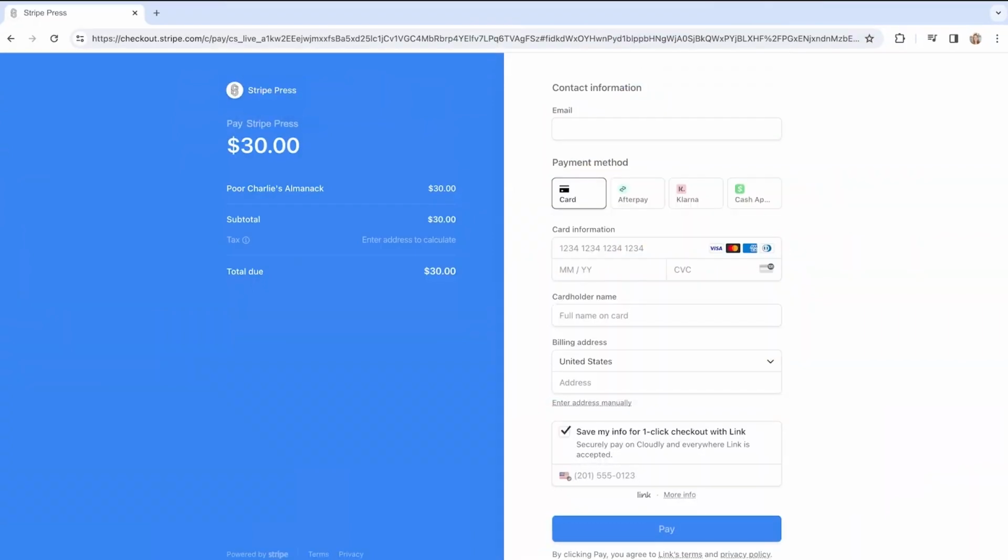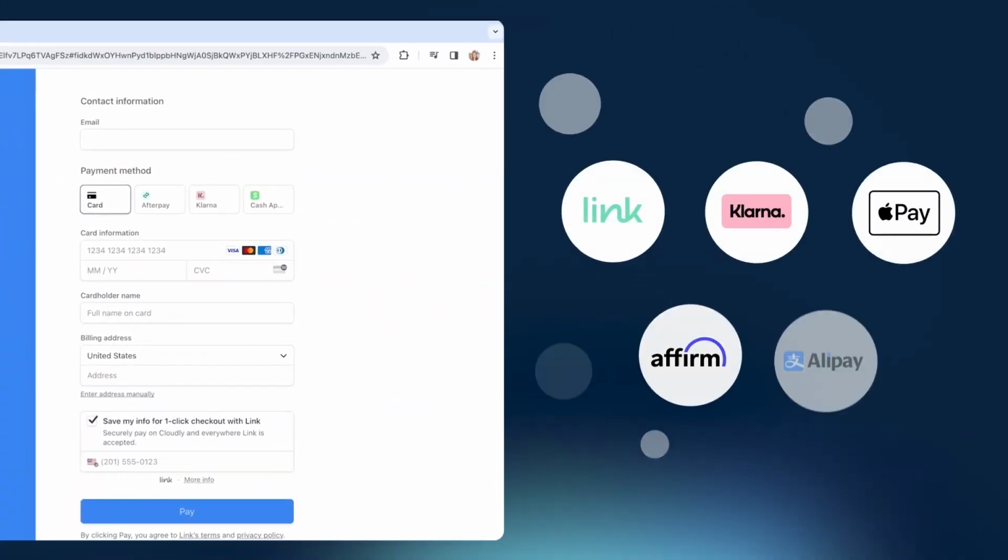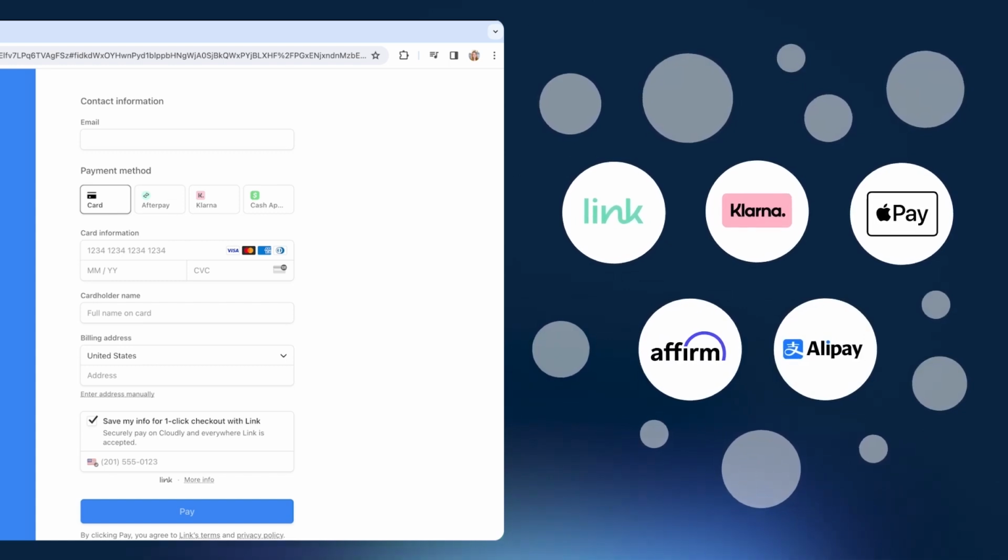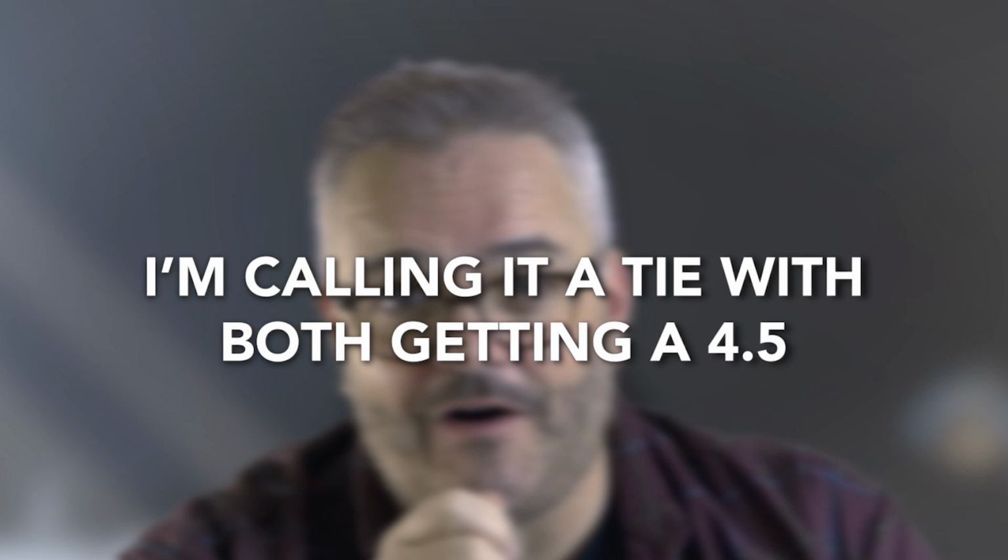Now, one of the biggest reasons Stripe has become so popular is because it's designed to be incredibly developer-friendly. What that means is businesses can fully customize how they accept payments on their website or app, down to the smallest detail. So instead of using a one-size-fits-all solution, businesses can tailor the payment experience to fit their brand and needs. This customization is possible because of Stripe's powerful API. All in all, both platforms brought their A game when it comes to the features, so I'm calling it a tie with both getting a 4.5.